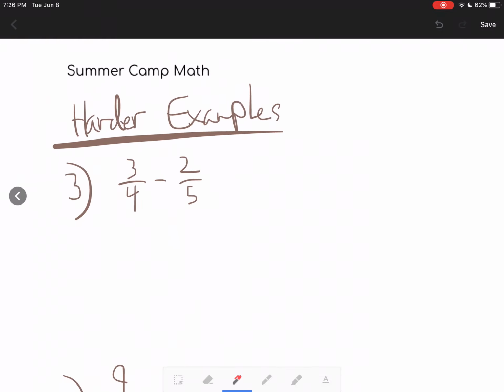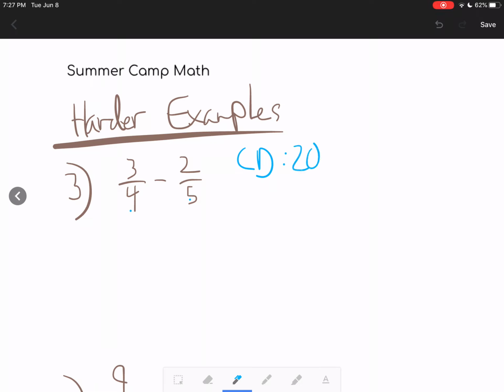First thing I always like to do is, off to the side, write what my common denominator is going to be. Now ideally we want the least common denominator, but we really just need a common denominator. And we might see an example of that later. But my common denominator between 4 and 5 is going to be 20.